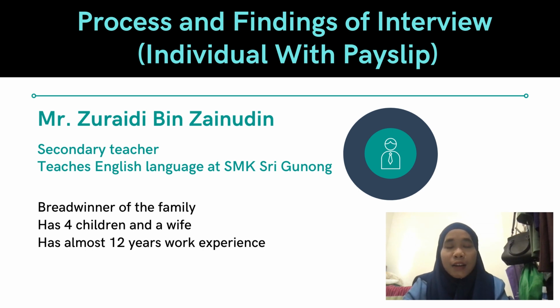He has 4 children, 3 daughters and a son. His elder daughter and his son are working, while his 2 other daughters are studying at local public universities. Mr. Zuraidi is paid 7,299 ringgit and 80 cents for his monthly salary.